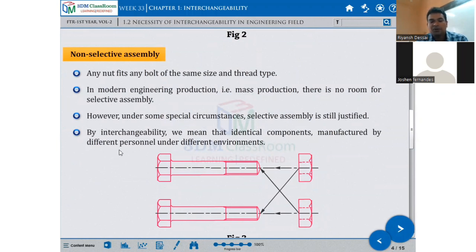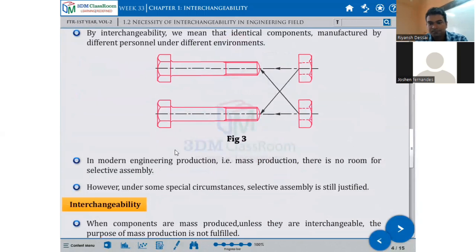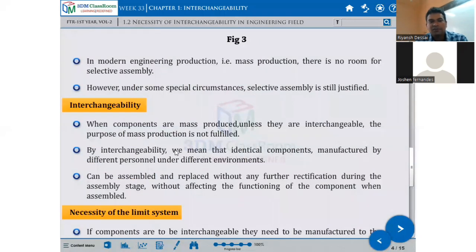By interchangeability, we mean that identical components are manufactured by different personnel under different environments. Now, why is this interchangeability required? When the components are mass produced, unless they are interchangeable, the purpose of mass production is not fulfilled.